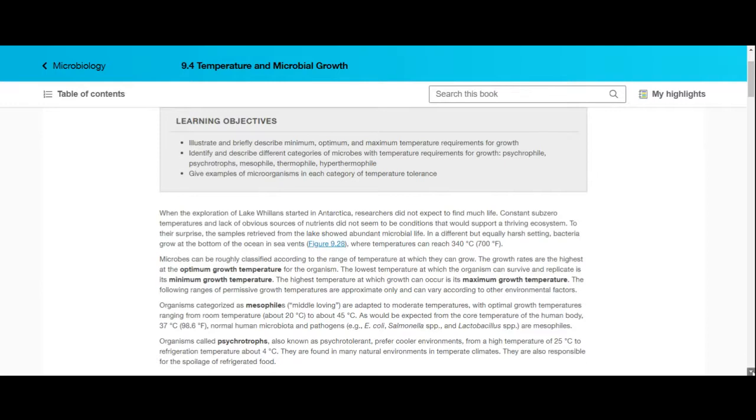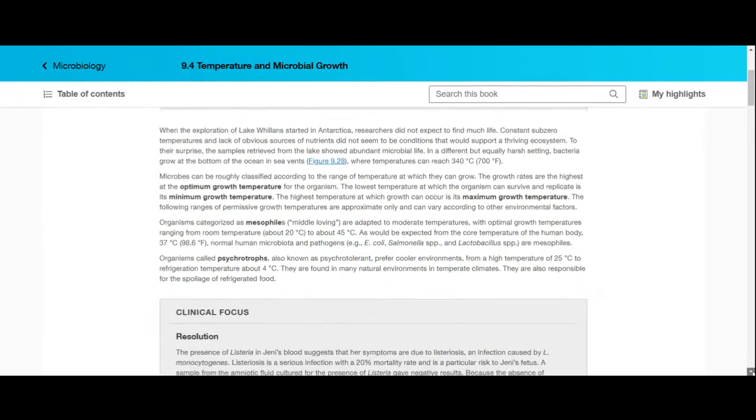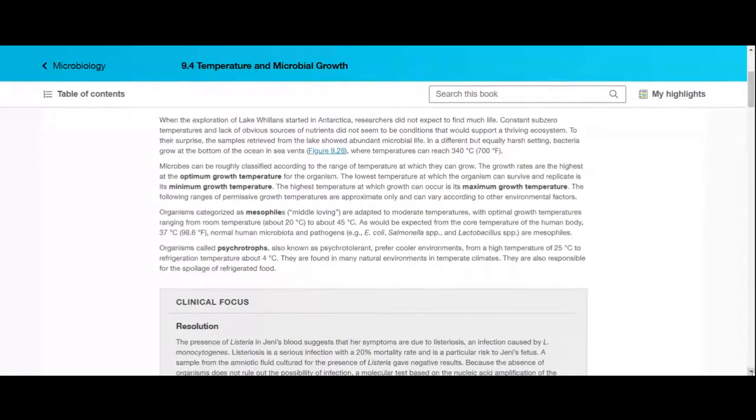Okay. Now, the organisms that we work with for the most part are mesophiles, or middle loving. They're in the moderate temperatures, from room temperature to about 45 degrees. So pretty much all pathogens are mesophiles because body temperature is 37 degrees Celsius. So pretty much all pathogens and our normal microbiota are mesophiles.